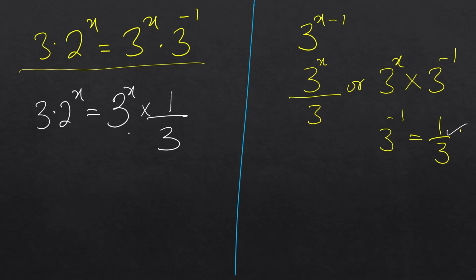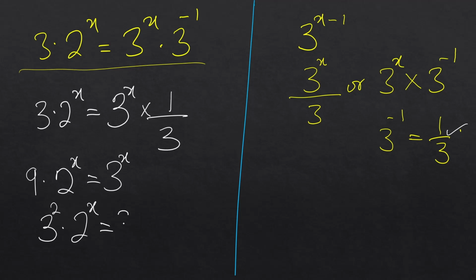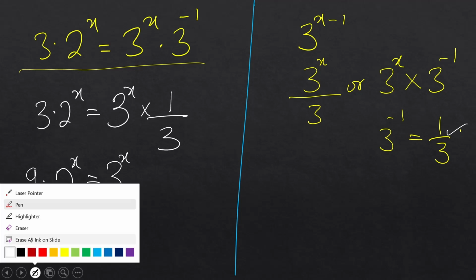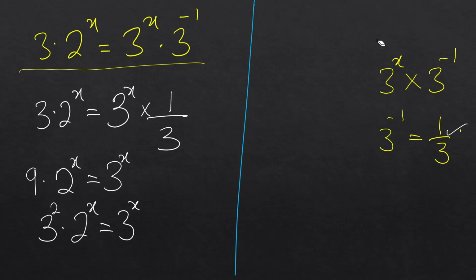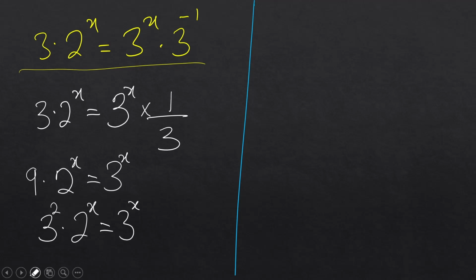I'm going to clear the fraction. So this 3 is going to multiply here. I'm going to have 9 dot 2 raised to x is equal to 3 raised to x. And this is the same as saying 3 raised to 2 dot 2 raised to x is equal to 3 raised to x. So what else should I do? I am going to divide both sides, in order to push all the terms with x to one side. I'm going to have 3 raised to 2 is equal to 3 raised to x all over 2 raised to x.